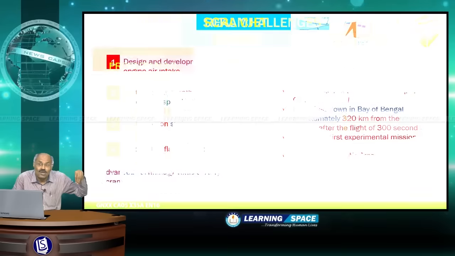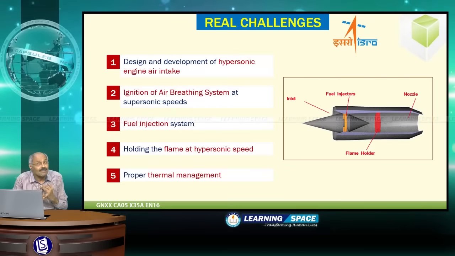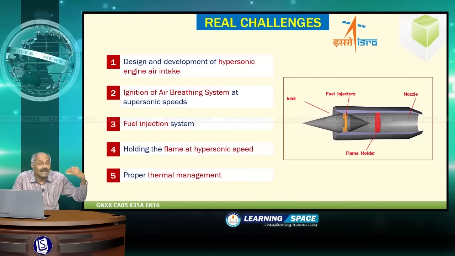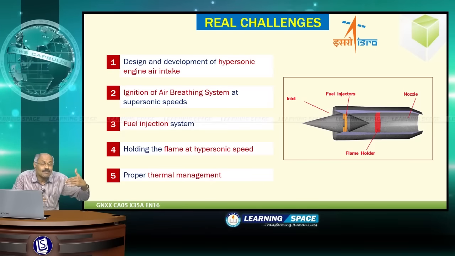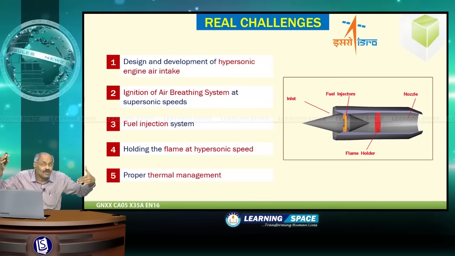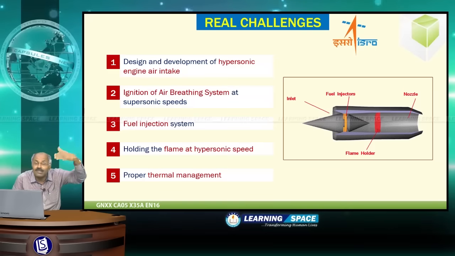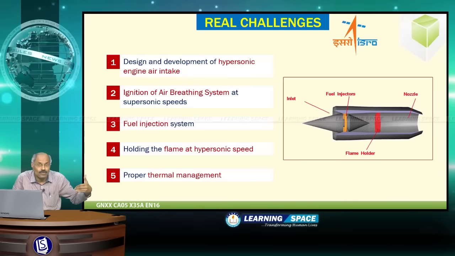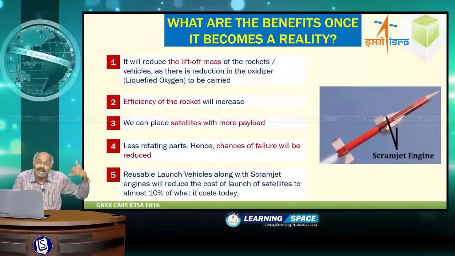So, the challenges faced by ISRO include design and development of the hypersonic engine air intake. The second one is ignition of the air breathing system at high speeds, then the fuel injection system, and at the same time holding the flame at hypersonic speed. These are the challenges faced by ISRO, and you may ask, what are the benefits once it becomes a reality?